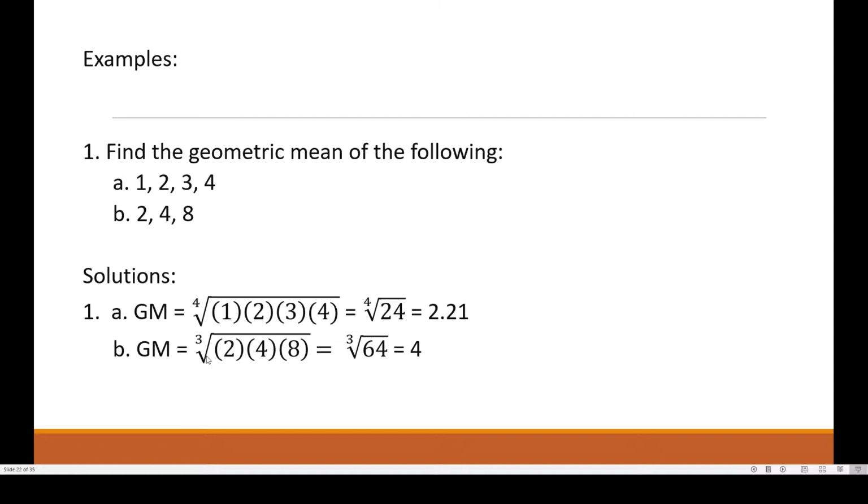For letter B, since there are three numbers here, or three elements, we take the cube root of the product of 2, 4, and 8, or the cube root of 64, which is equal to 4.